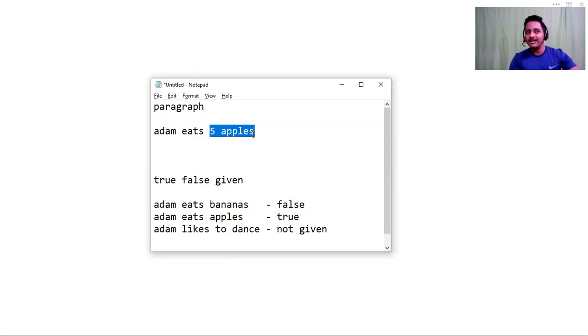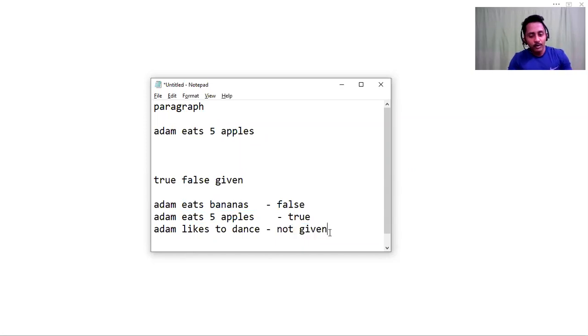Getting it? Something that contradicts is false. Adam eats 5 apples. In general, Adam eats apples also. So it's not numeric, it's in general. So this is true. Or 5 apples, still true. What is not given? They've not told what he likes. What he eats has been given. He eats bananas is false because he eats apples. What's his passion? We don't know. In such a case, it will be not given.